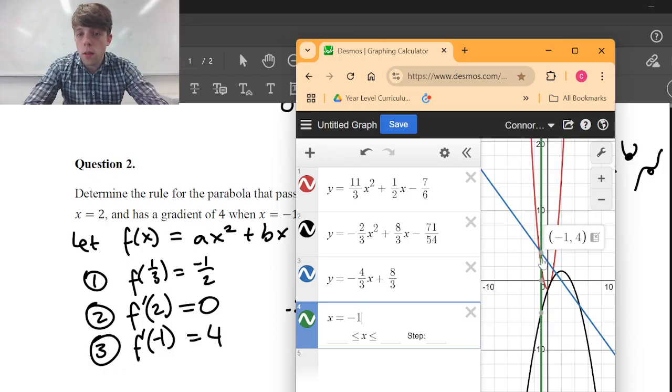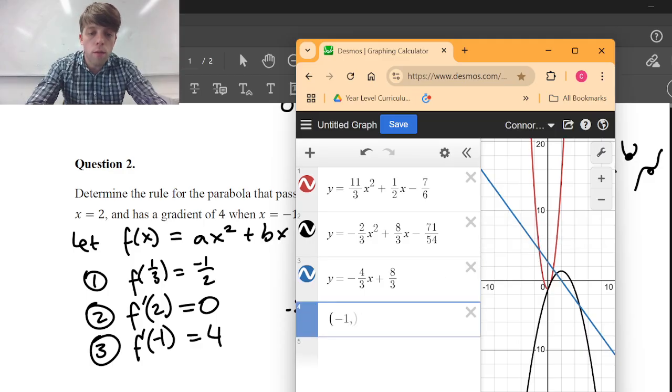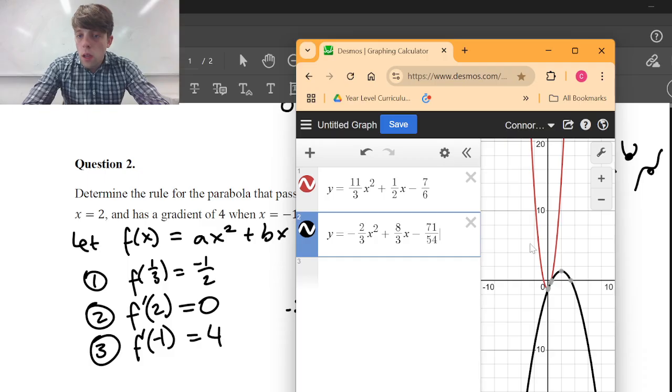So that tells us that the gradient, because this point -1, 4 lies on this derivative graph, then the gradient of our original function, that black one there, must be 4 when x equals -1. And those are our two equations. So we found our two parabolas for questions 1 and 2.